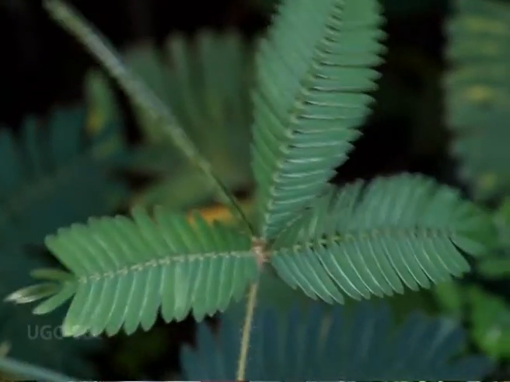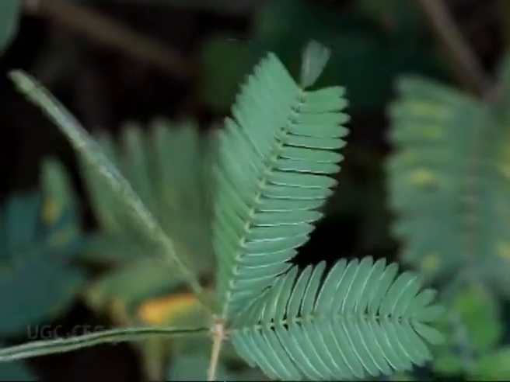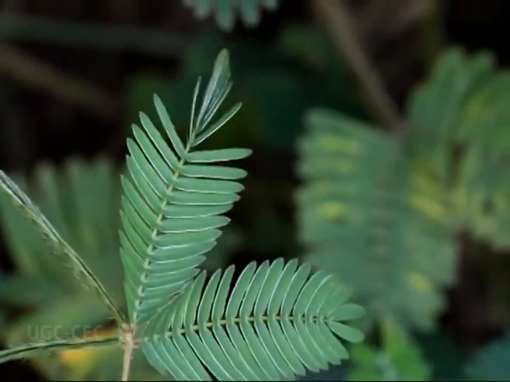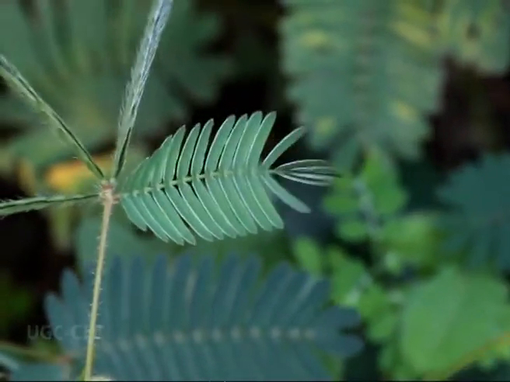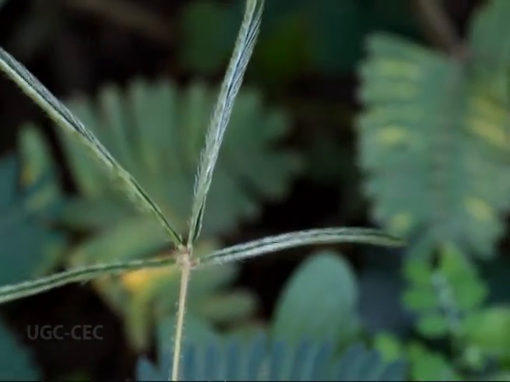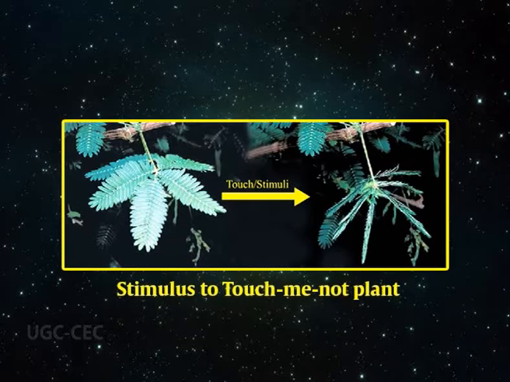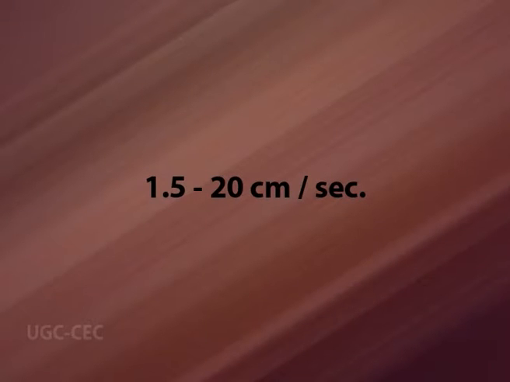The plant is very sensitive to touch, or rather the shock generated by the touch. The touch me not plant has pinnately compound leaves with a swollen pulvinus at the base of every leaflet. On touching the leaf, it leads to a seismic shock, and this stimulus is transmitted all along the rachis downwards and reaches the basal pulvinus of the leaf. This irritability caused due to touch is actually transmitted through sieve tubes, which are capable of transmitting the stimulus as fast as 1.5 to 20 centimeters per second.